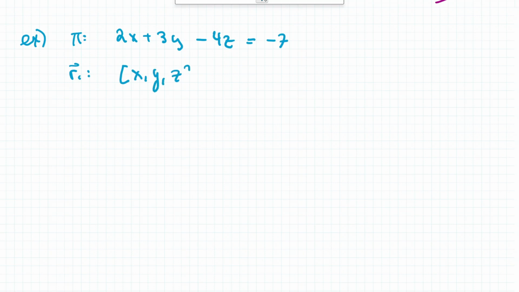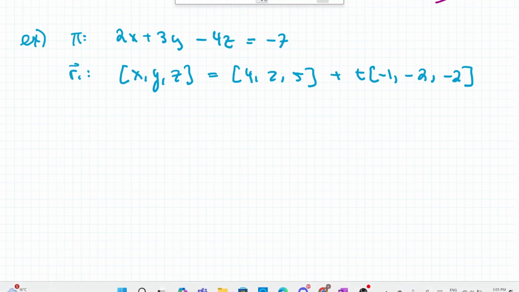Okay, our last example, which I think we have a bit of an idea of what it's going to be. Again, we want to determine if it intersects, and if so, where. So the equation of our plane is 2x plus 3y minus 4z equals negative 7. And the equation of our line in vector form is x, y, z equals 4, 2, 5 plus t times negative 1, negative 2, negative 2.